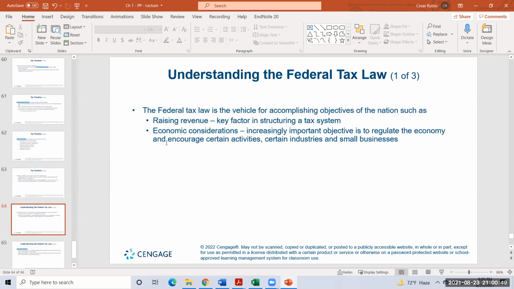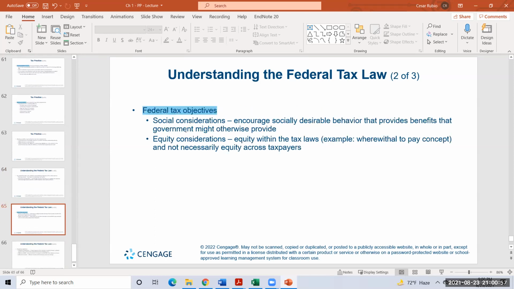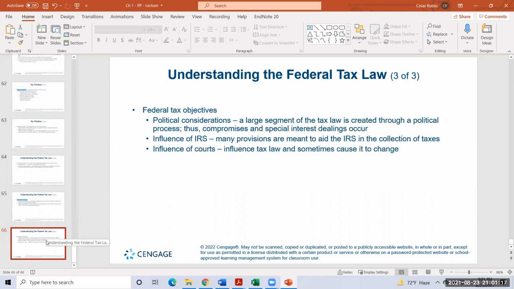So these are the considerations that I was talking about at the beginning. Here's the economic consideration. Pay attention to that. Here are the social considerations, equity considerations, and then understanding how the tax law considers, when they have to create a tax law, some of these aspects or these objectives. Okay, and that's about it.